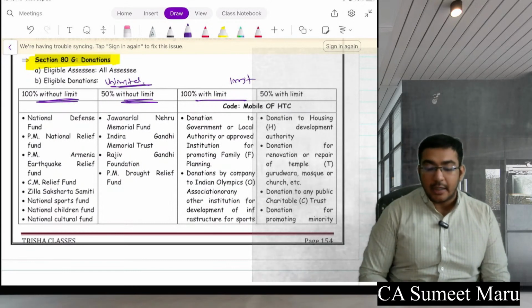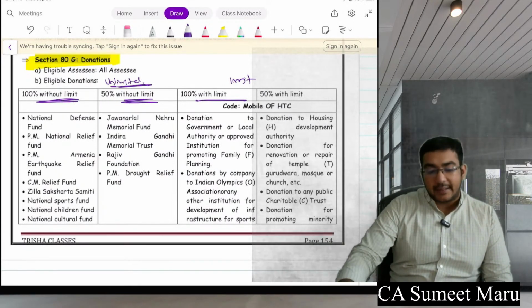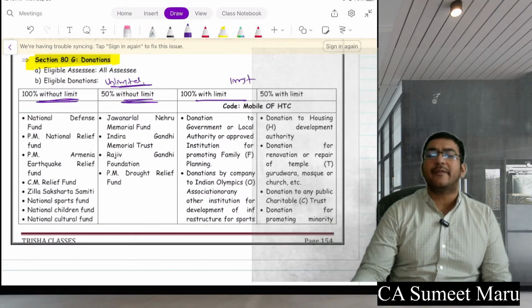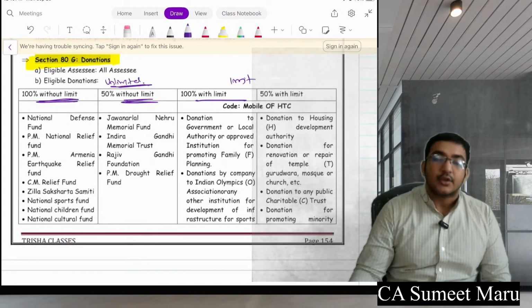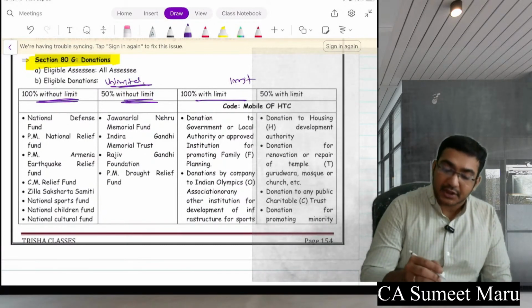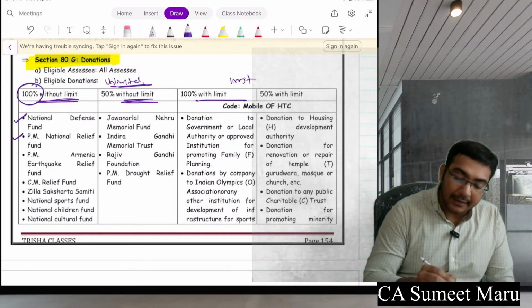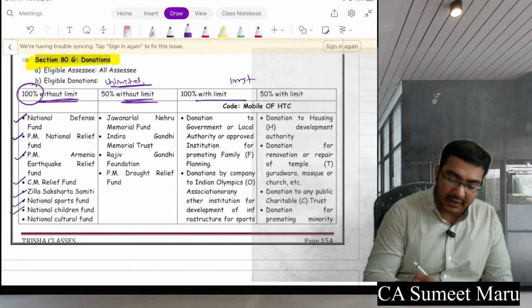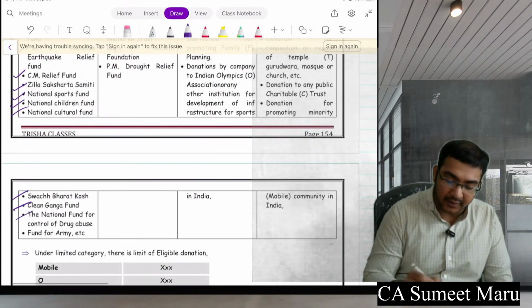In case of unlimited deduction, guys, whatever you pay, directly 100% or 50% you will get as a deduction under section 80G. So for such who are 100%: National Defence Fund, PM National Relief Fund, PM Armenia Fund, CM Relief Fund, Zila Saksharta Samiti, National Sports Fund, National Children's Fund, Cultural Activity, Swachh Bharat Kosh, Clean Ganga, National Fund, all these.